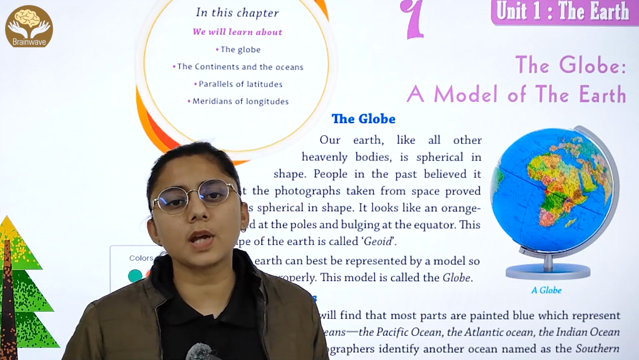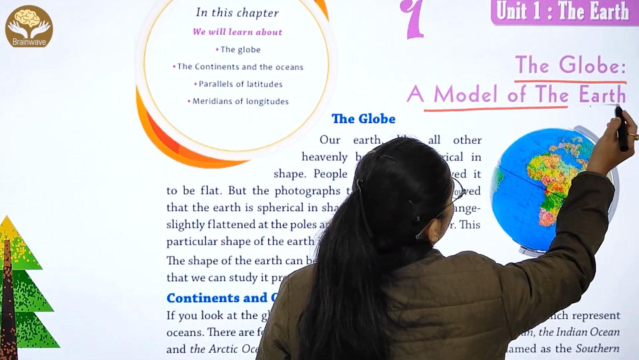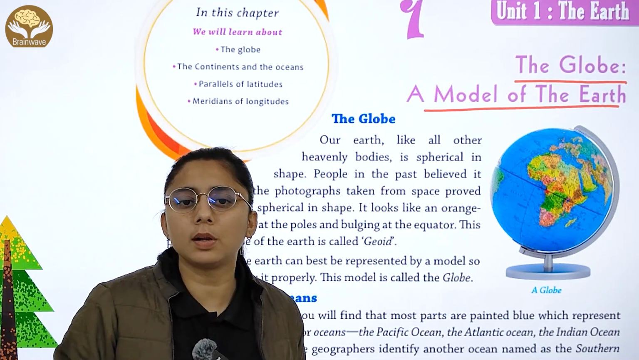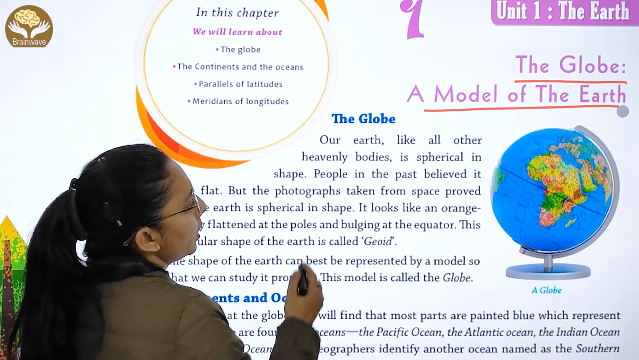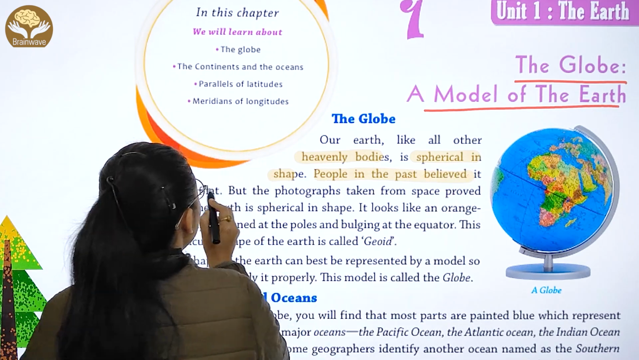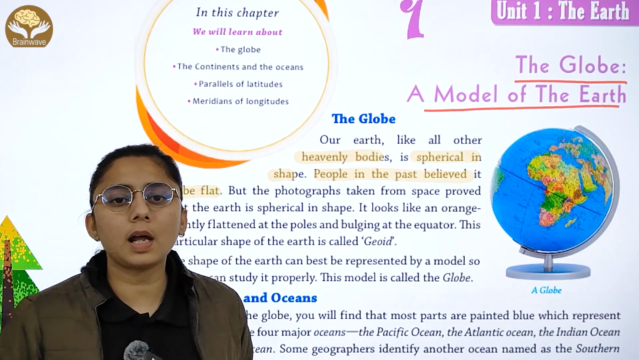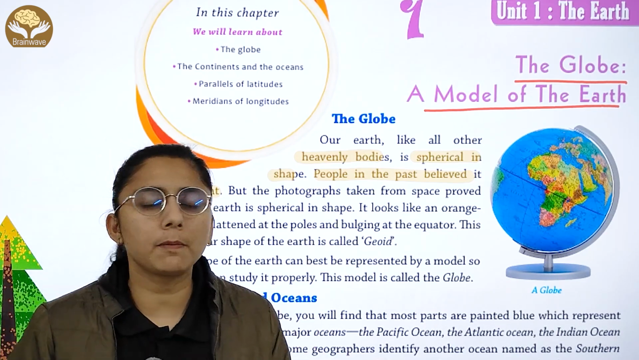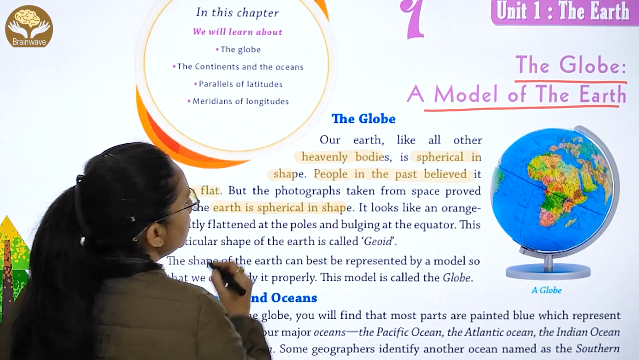Now today let's start with chapter number one, the globe model of the earth. In this chapter we will study about the globe, which is known as the model of the earth. Now our earth, like all other planets and heavenly bodies, is spherical in shape. People in the past believed it to be flat. But photographs taken from space proved that the earth is spherical in shape.